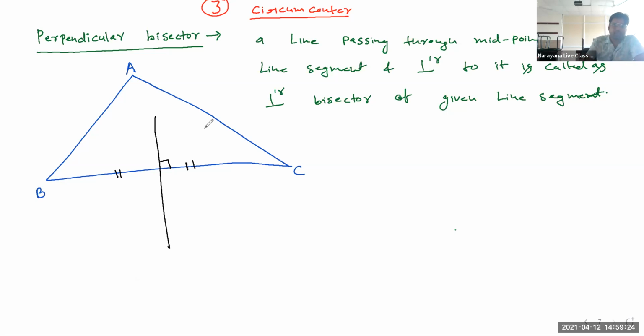Okay. So I am drawing a perpendicular bisector of BC, and also draw perpendicular bisector of AB, and also draw perpendicular bisector of AC. Okay. So all these perpendicular bisectors intersect at the same point.